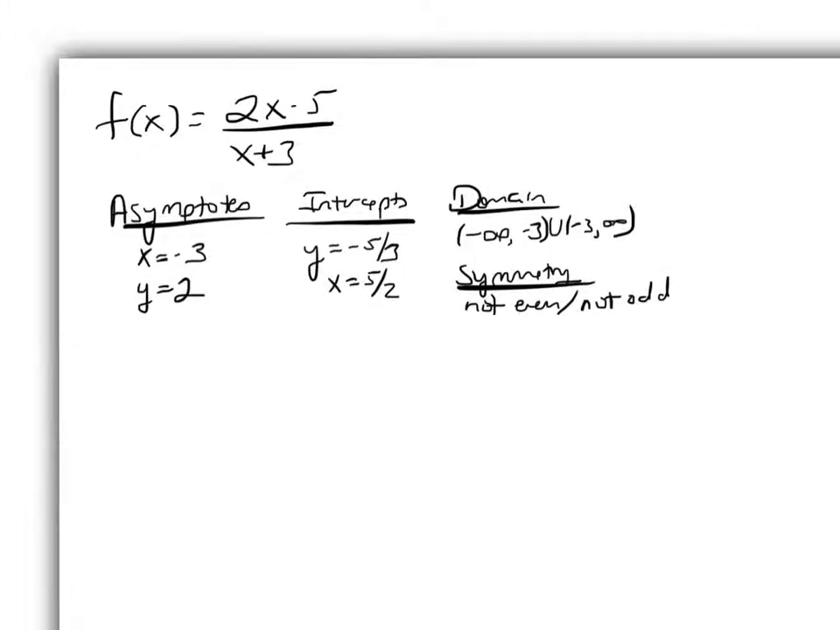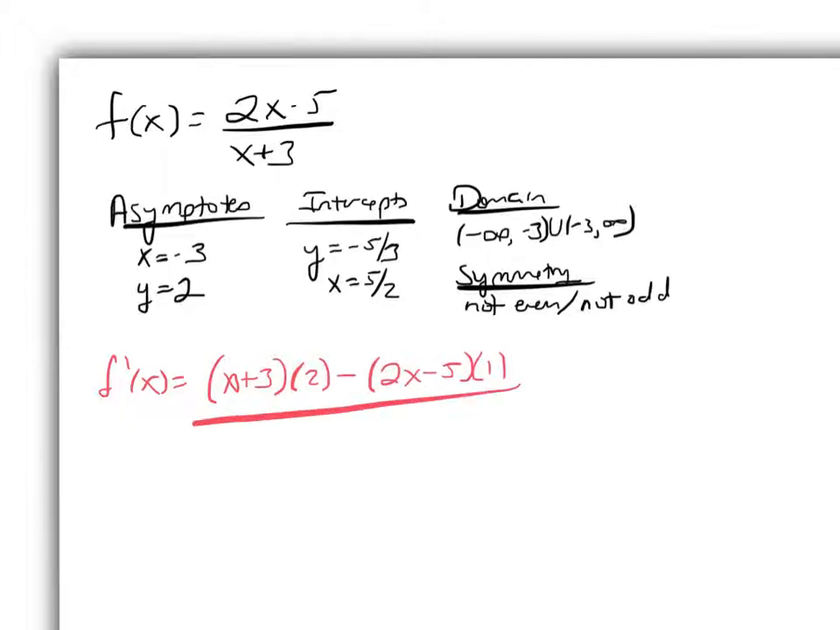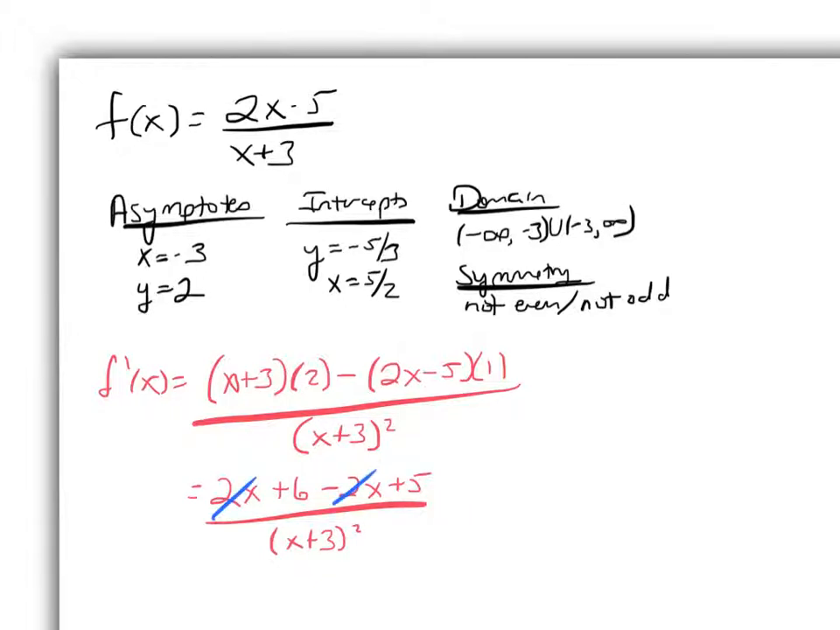So now we're ready to look at our first derivative. I'm going to use the quotient rule. We've got x plus 3 times 2, so this will simplify. We've got 2x plus 6 minus 2x plus 5. The 2x's cancel, and we end up with 11 over (x plus 3) squared.